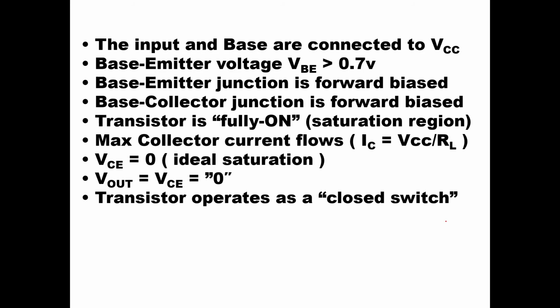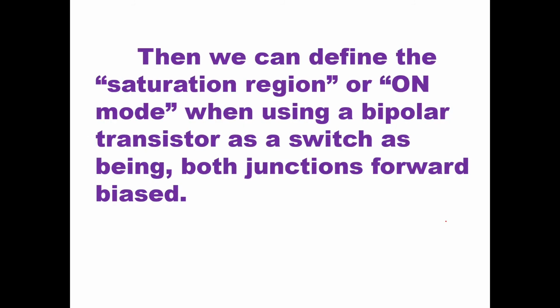Ideal situation. Okay, when it is 0 only, you get the maximum collector current. Then Vout is equal to VC is equal to 0. The transistor operates as a closed switch. Okay, so these are the conditions when the transistor operates as a closed switch. Then we can define the saturation region or on mode, when using a bipolar transistor as a switch, as being both junctions J1 and J2 forward biased. And when it happens, it is operating in the saturation region, and that is the transistor on mode.